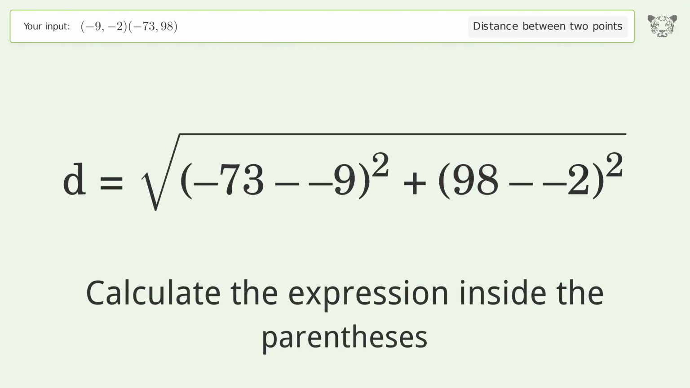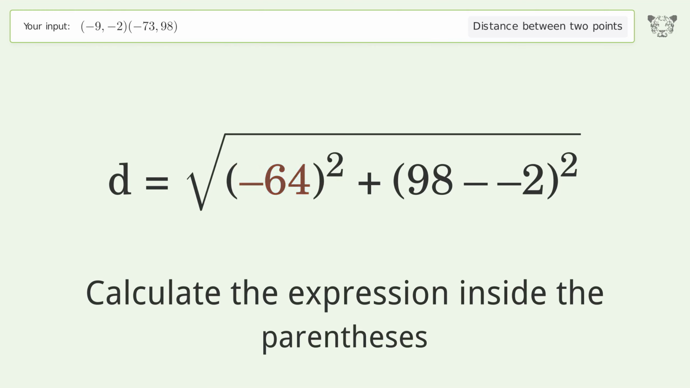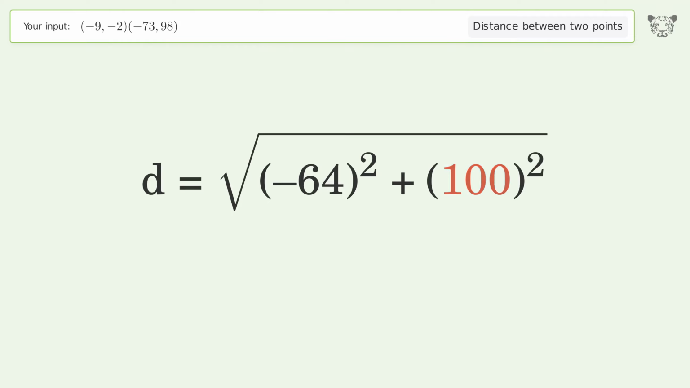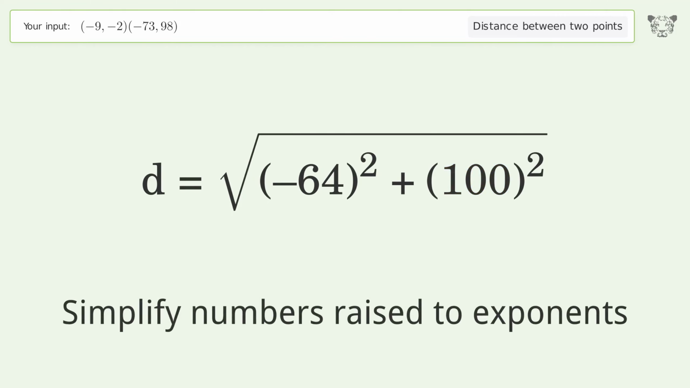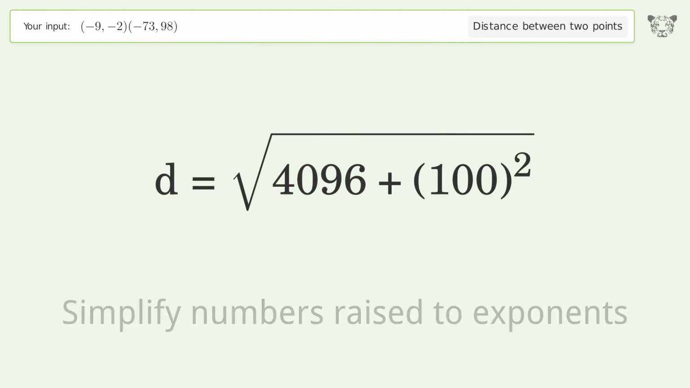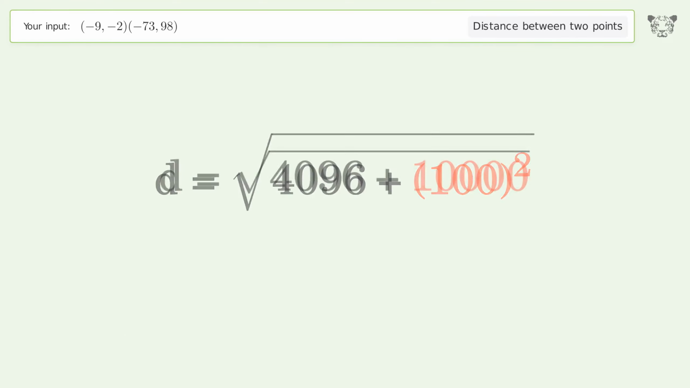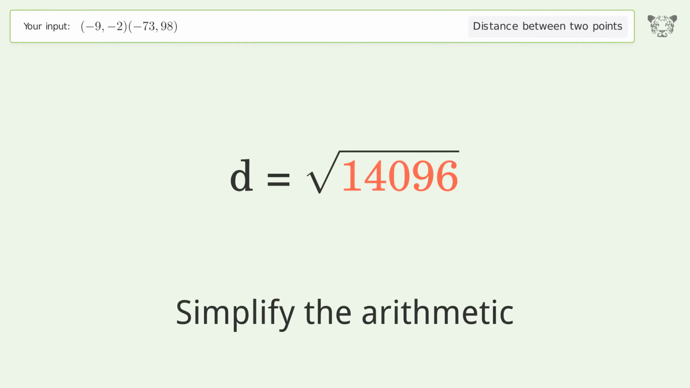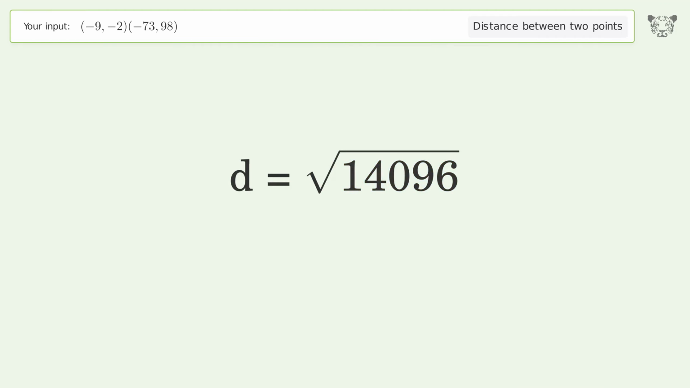Calculate the expression inside the parentheses. Simplify numbers raised to exponents. Simplify the arithmetic. And so the distance between the 2 points is the square root of 14,096, or 118.727.